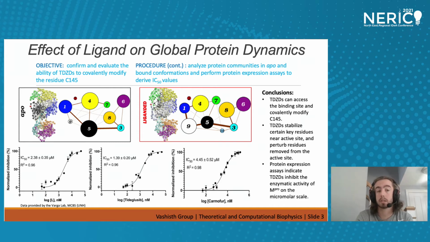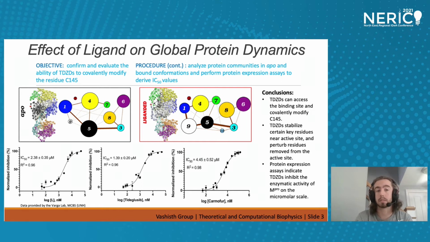Most notably, we noticed that community 9, which contains the catalytic cysteine residue, increased in size, so had increased correlations to neighboring residues, and saw increased correlations to domain 3, which is far removed and contains communities 3, 8, 6, and 10, offering insight into that potential allosteric effect observed in our root mean squared fluctuation calculations.